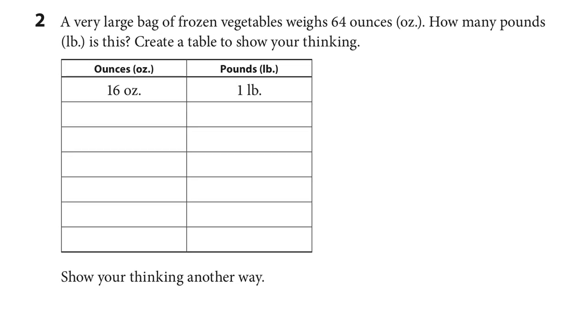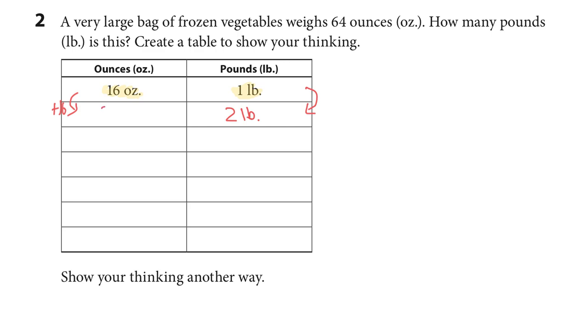A very large bag of frozen vegetables weighs 64 ounces. How many pounds is this? Create a table to show your thinking. So here we have a table, and it points out for us that 16 ounces is the same as 1 pound. Okay? So if I'm going to go up, let's say, to 2 pounds, okay, and LB is the abbreviation for pounds, okay, then on the other side, that would be the same as adding 16, okay?